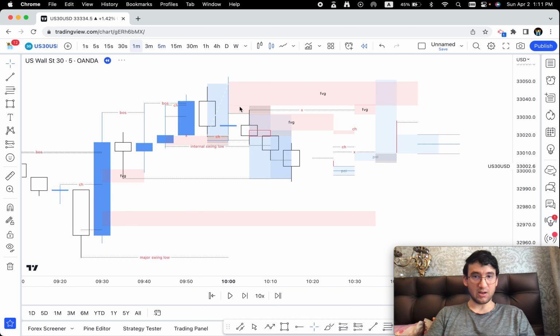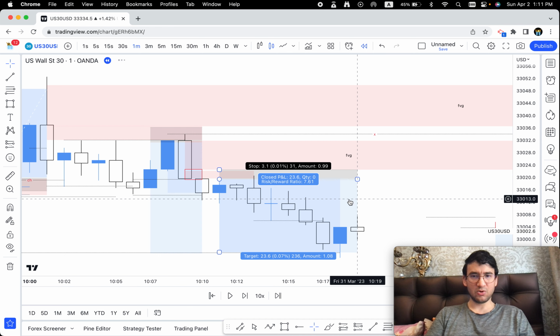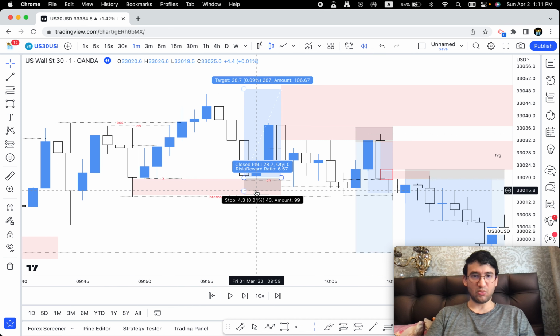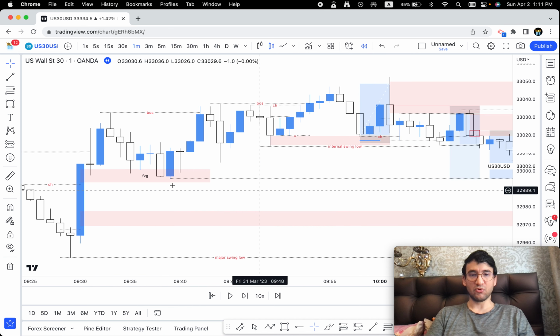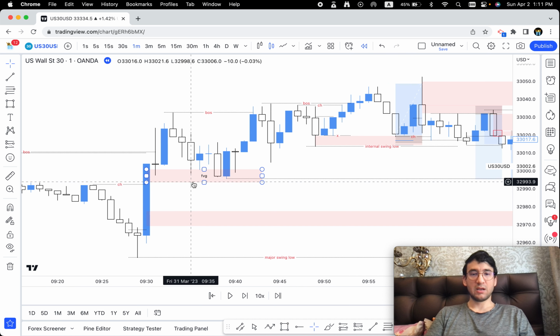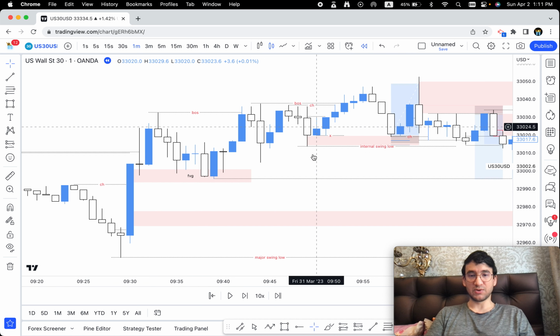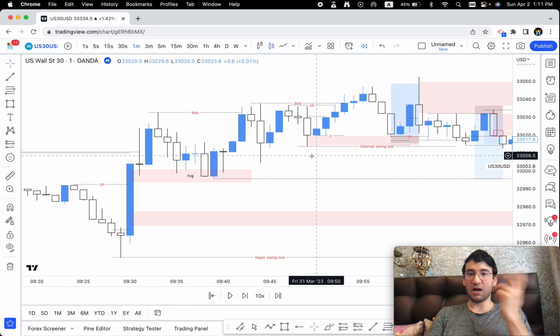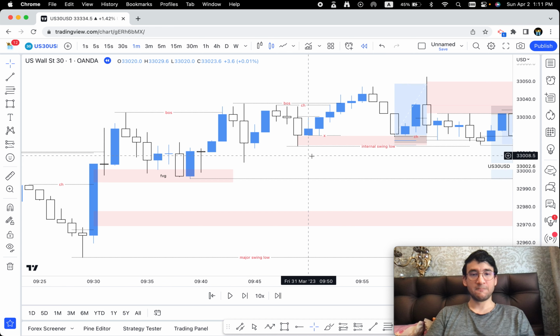Okay, so we're going to go down on the 1 minute. All right, so here's what I saw on the 1 minute. Okay, I clearly see some clean order flow on the 1 minute. I need to see breaks of structure, right? That just gives me more confidence that price is going to continue bullish.